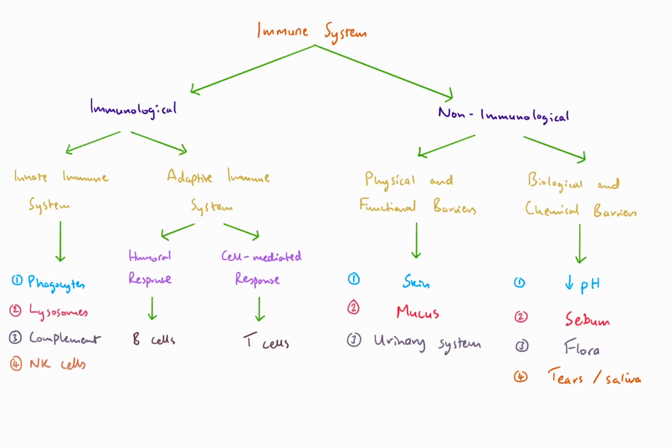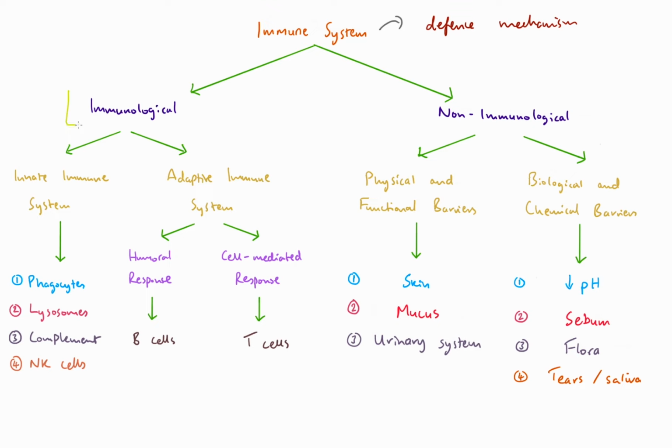Let's summarize the immune system so it's clear in our heads exactly how it's broken down and what we're talking about when we're talking about the different components. The immune system is the body's defense mechanism. And generally, it can be split up into two separate parts.